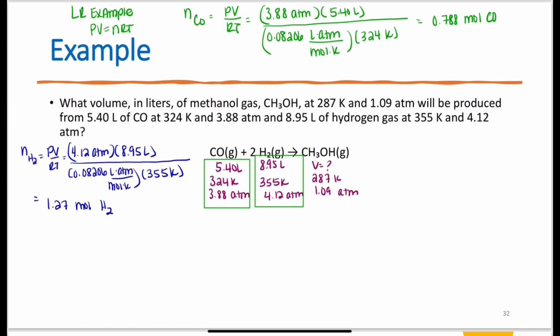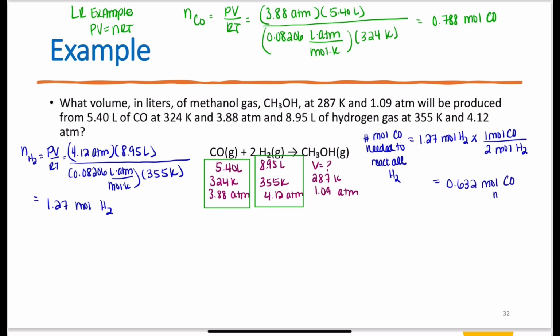You cannot compare these. The reaction is not 1-to-1. I need to see what's actually limiting based on what would be used up. So over here I'm going to write number of moles of CO needed to react all of my H2. I have 1.27 moles of H2. 1 mole of CO is consumed for every 2 moles of H2 consumed. 1.27 divided by 2 gives me 0.632 moles of CO needed.